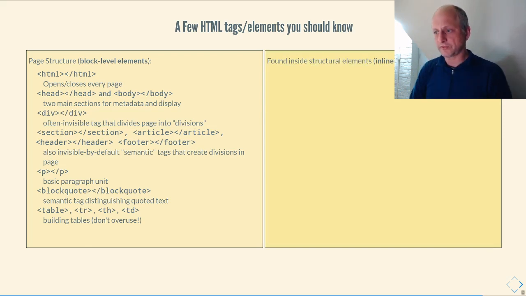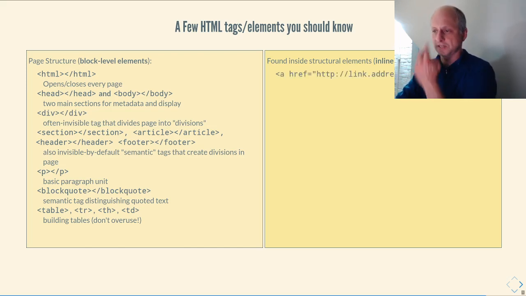So those are our block level elements, and then the other category are so-called inline elements, which are found inside those structural elements and usually flow along with them. They don't get their own box. We'll learn about that when we learn about CSS.